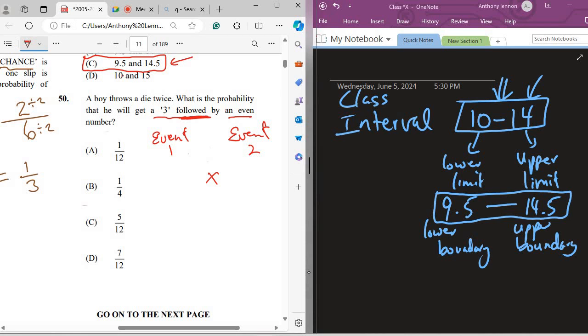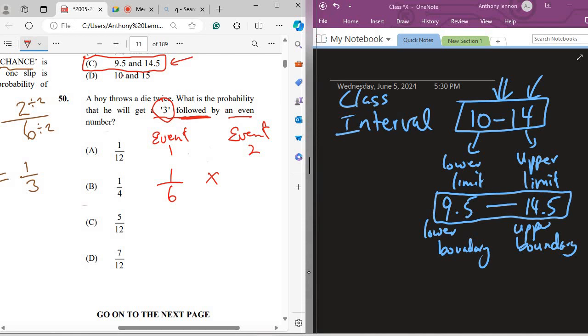So for event 1, what's the probability for event 1? So we're focusing on getting a 3, right? How many 3s do we have on a fair die? We have the numbers 1, 2, 3, 4, 5, and 6. How many 3s do we have on a die? 1, yeah. Because one face has 1, the next face has 2, 3, 4, 5, and then 6, right? So only 1 three we have out of how many numbers? 6 numbers.